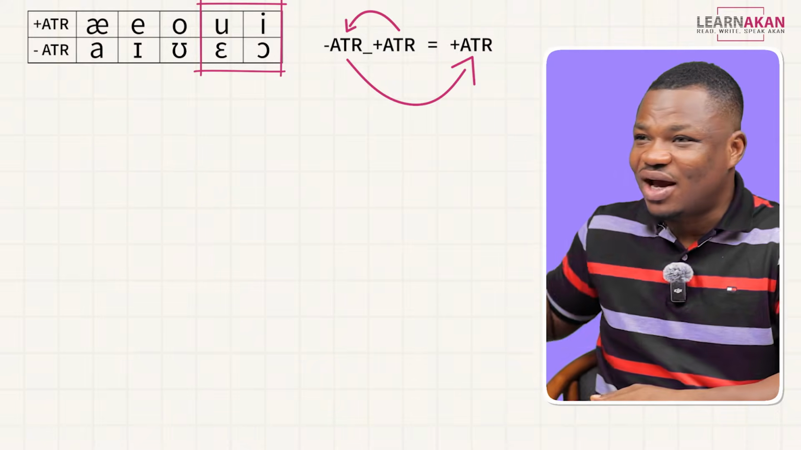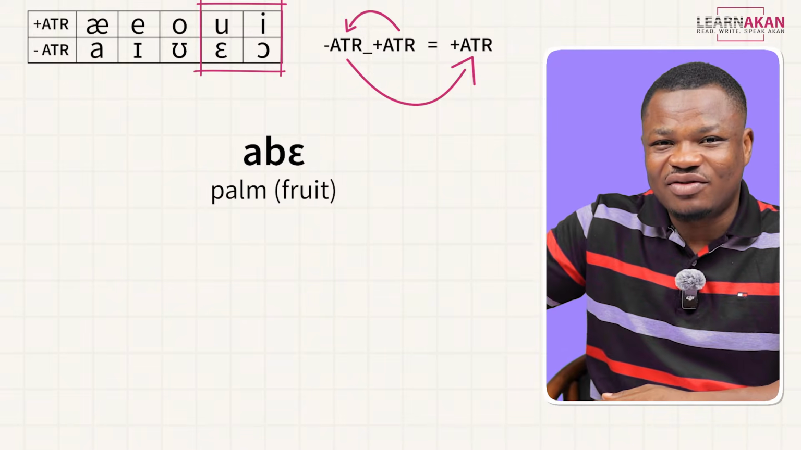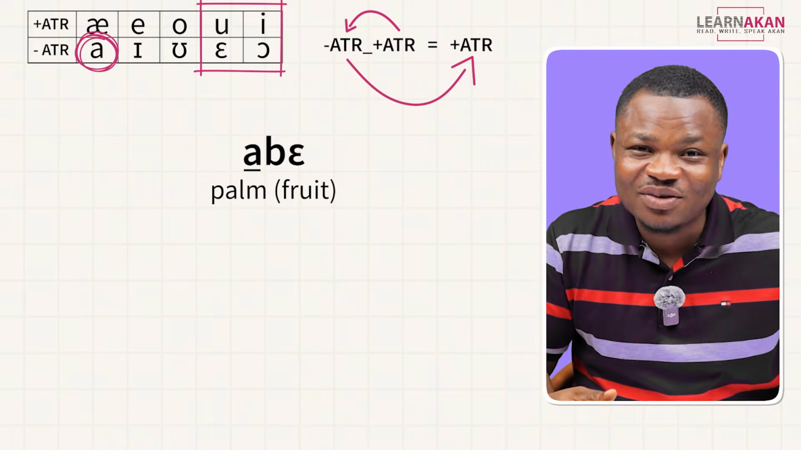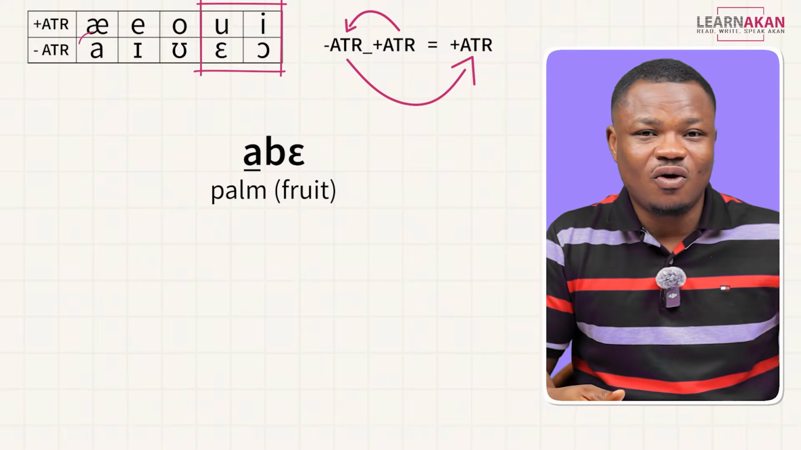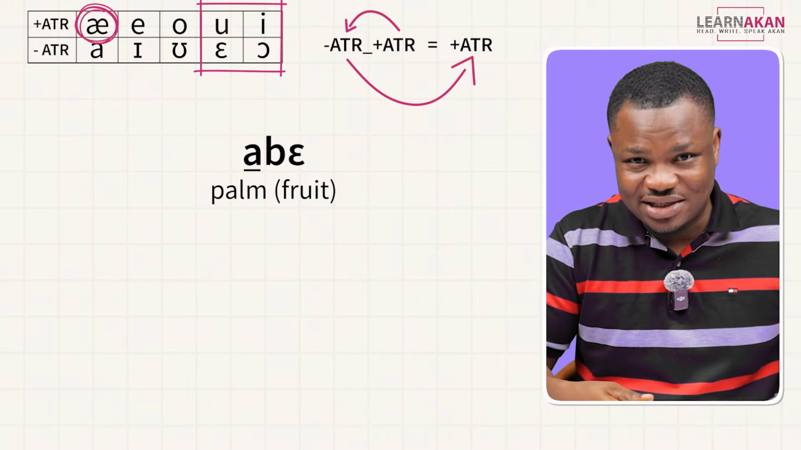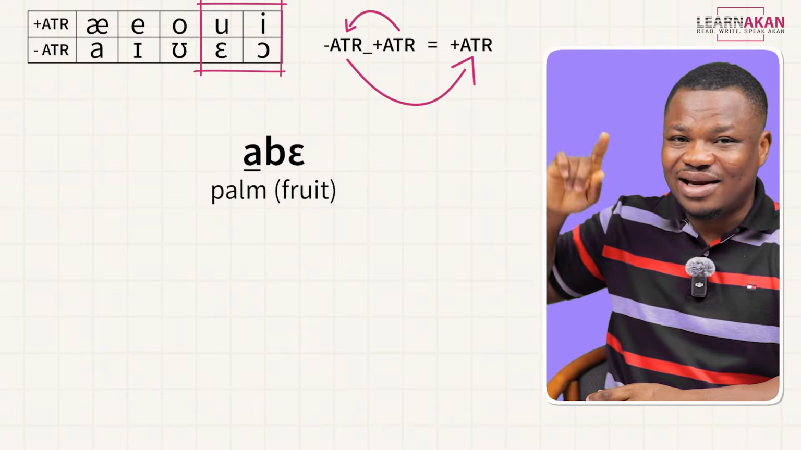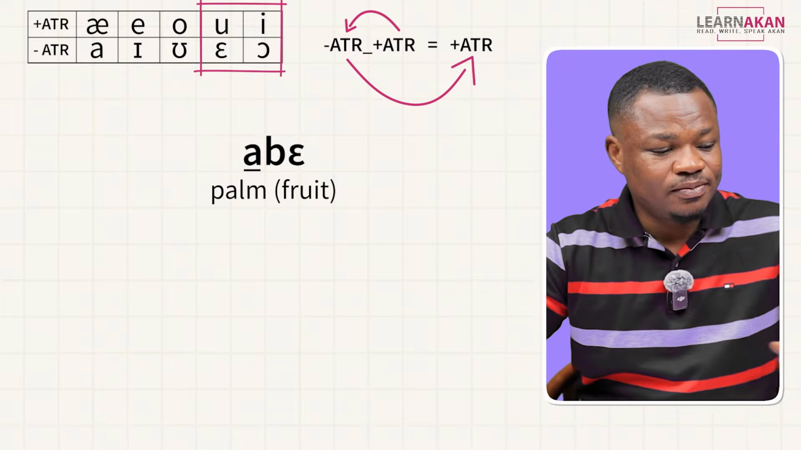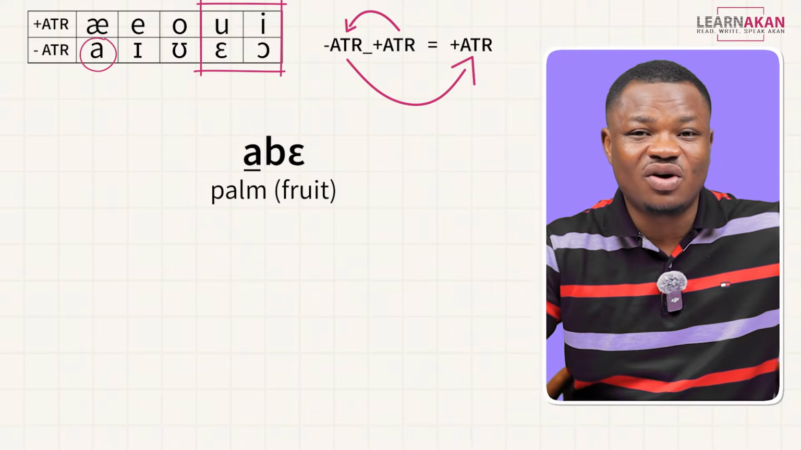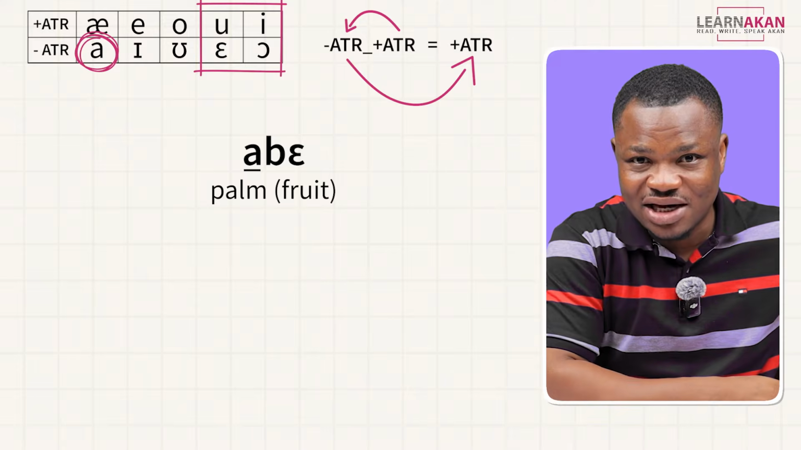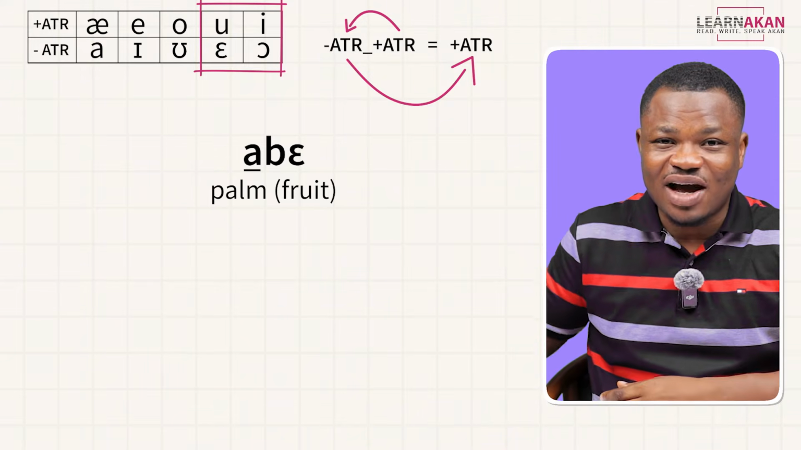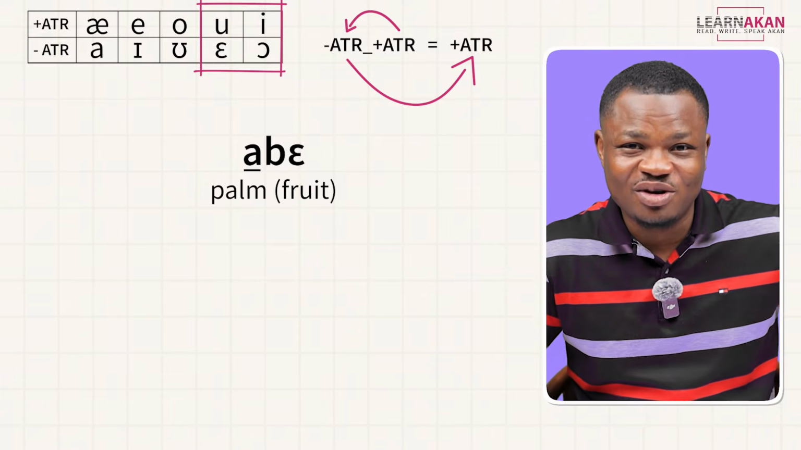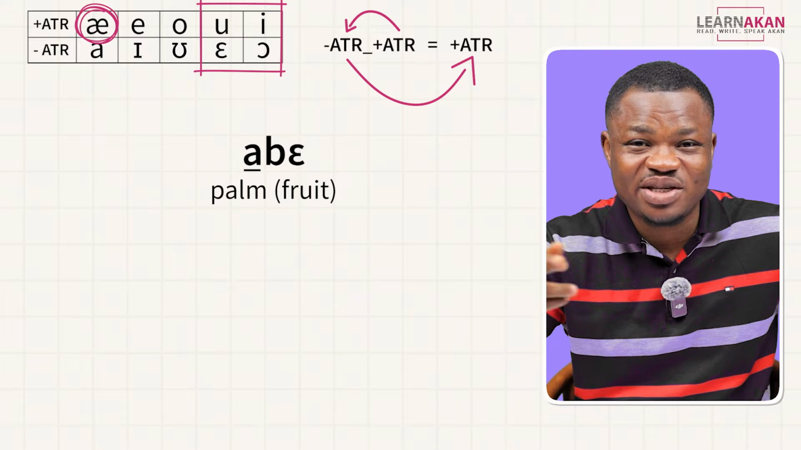Let's see another example. We have this one. Now, again, we have the vowel A in front, and we don't know whether we should pronounce this as the regular A sound, which is minus ATR, or as E, which is plus ATR. So we need to check the next vowel. If that next vowel is minus ATR, then we pronounce the A as the regular A because that is minus ATR as well. But if the next vowel is a plus ATR sound, then we need to pronounce the A in front as the plus ATR version, which is E, right?